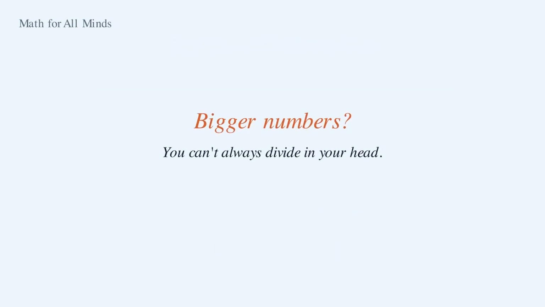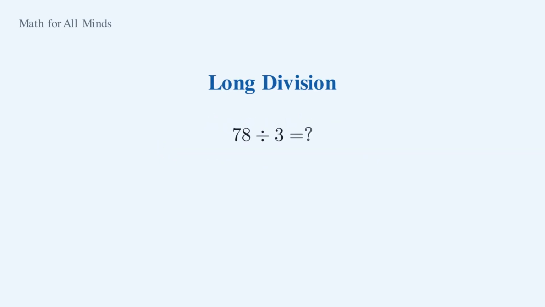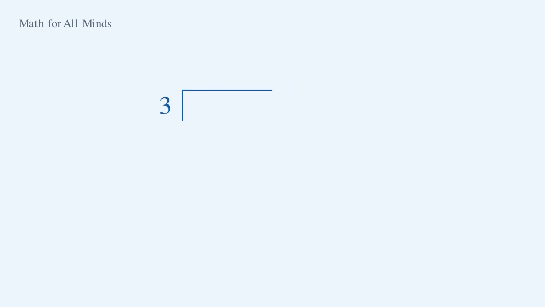Now, what about bigger numbers? You can't always do division in your head. That's where long division comes in. Let's divide 78 by 3. Step 1. Look at the first digit of 78, which is 7. How many times does 3 go into 7? 2 times, because 2 times 3 is 6. Write the 2 on top, above the 7. Multiply 2 times 3 to get 6, and write it under the 7. Subtract. 7 minus 6 is 1.